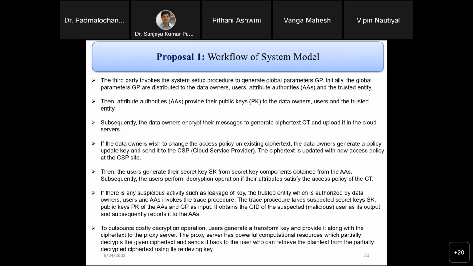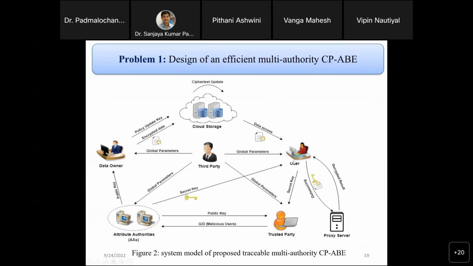Yeah, the ciphertext is updated with the new access policy at the CSP site, the cloud service provider site. Then users generate their secret key SK from secret key components obtained from the attribute authority. So the attribute authority sends the secret key components from MSK, and from these components they generate their own private key. Don't think that this is the secret key which is used for decryption. The decryption key will be generated by the user only, based on the secret key from the attribute authority. Okay, and then this decryption key is used for decryption purposes.